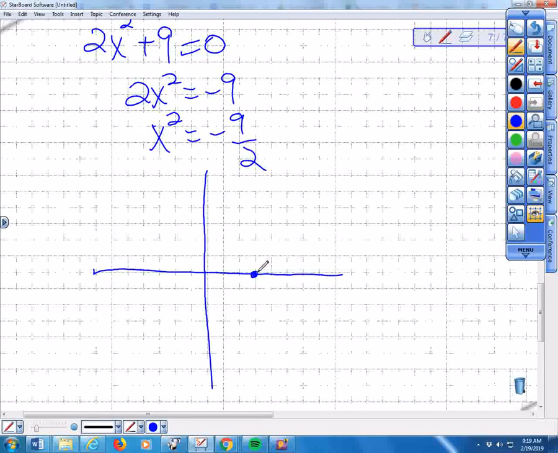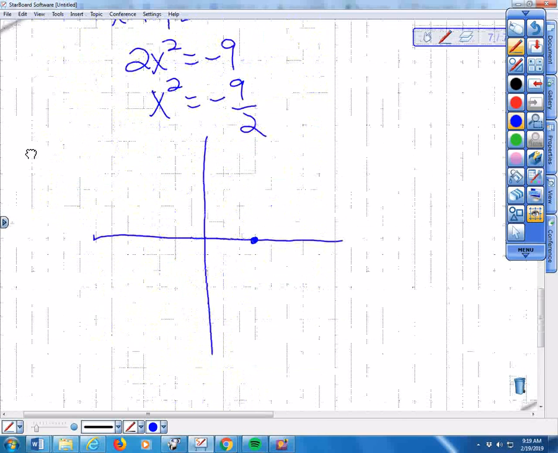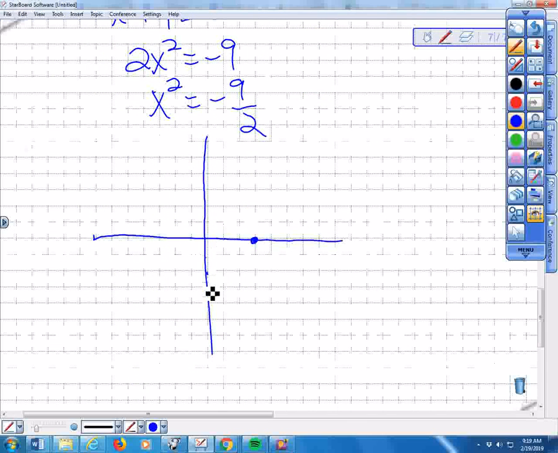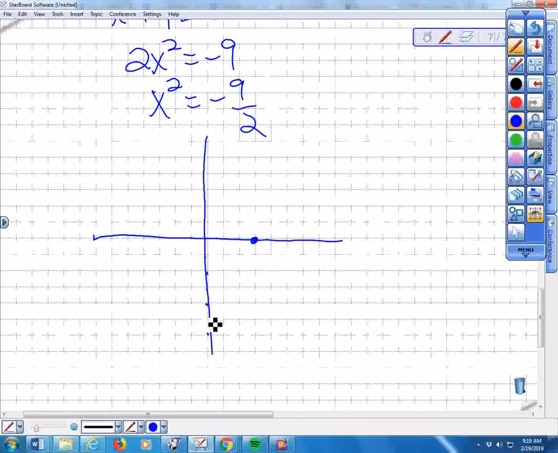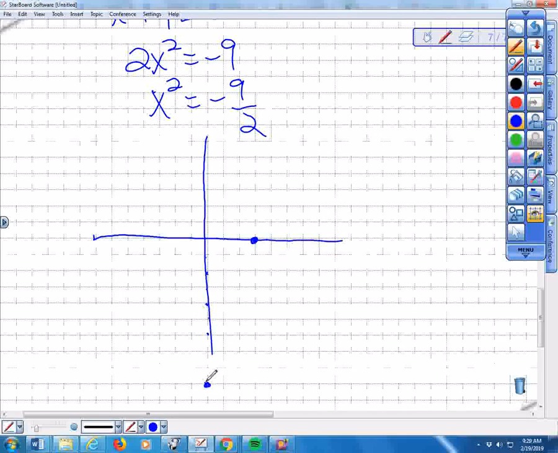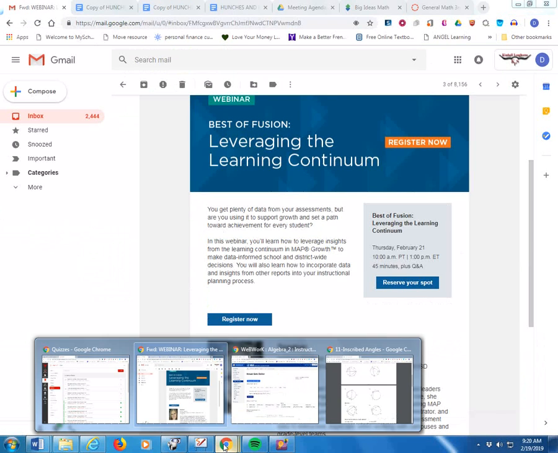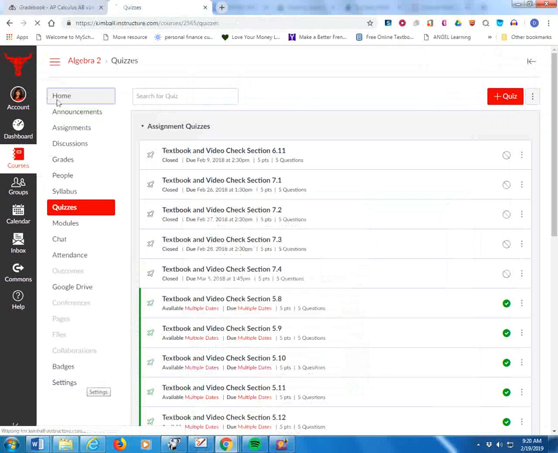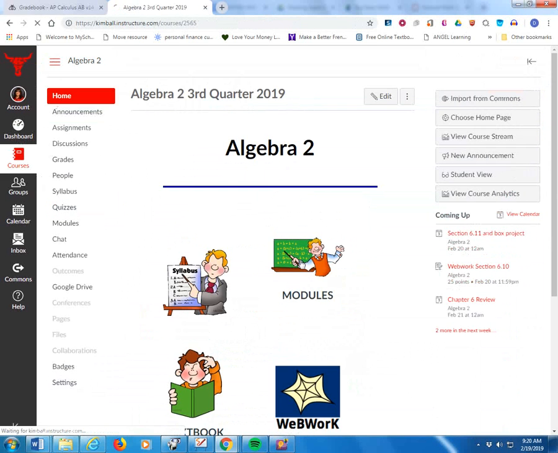And it goes through negative 27. Let's just go by threes. 3, 6, 9, 12, 15, 18. 1, 2, 3, 4, 5, 6, 7, 8, 9. It's going to go through there, the y-intercept, right? One thing I want to show you is when you have imaginary solutions, you can tell from looking at the graph, and it's interesting.